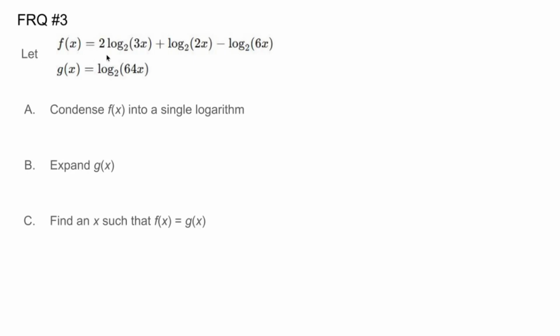Let f of x equals 2 log base 2 of 3x plus log base 2 of 2x minus log base 2 of 6x. All of those logs. It's like we're building a cabin. And then we have just one down here, but a bunch of stuff happening on the inside. So what am I supposed to do? Condense f of x into a single logarithm.